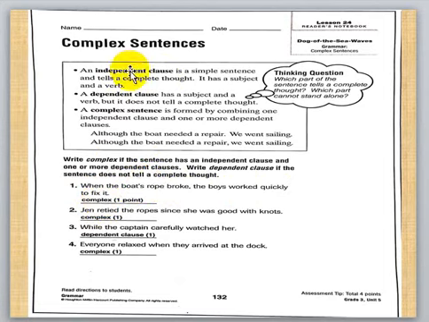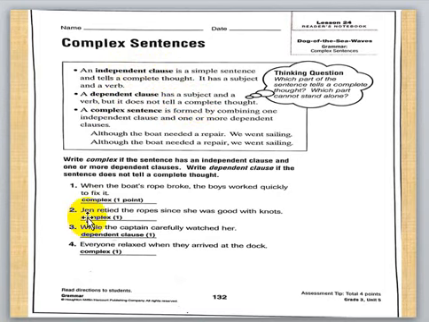Okay, dependent and independent. A dependent clause and an independent clause together make the sentence. An independent clause is a simple sentence. A dependent clause, what is it? It's a sentence, but it doesn't tell a complete thought and it has a connector.